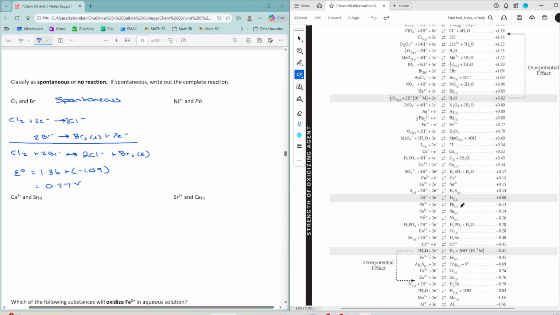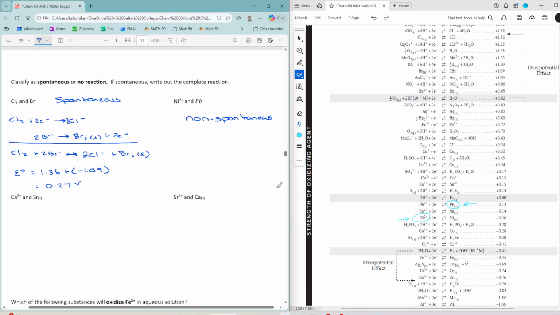So nickel ions is down here at negative 0.26, and then the lead is right above it here. So this time my lead is higher than my nickel. So right away I'm going to say this is not spontaneous. Non-spontaneous doesn't mean a reaction won't occur, but it means that it won't occur spontaneously. You would have to apply a voltage to make it happen. So according to the textbook, we would say no reaction. According to chemistry, just be careful. It's non-spontaneous, which is why no reaction will spontaneously occur.